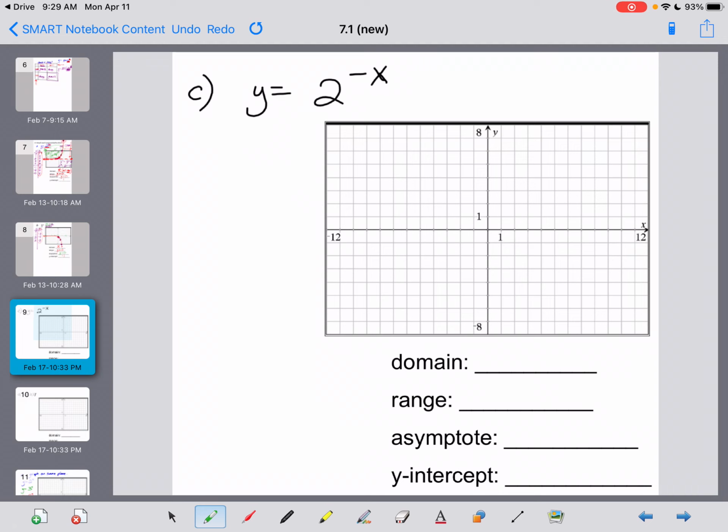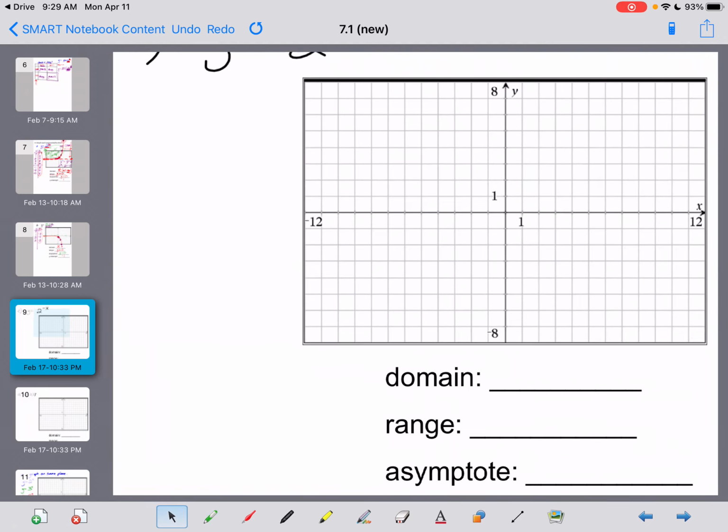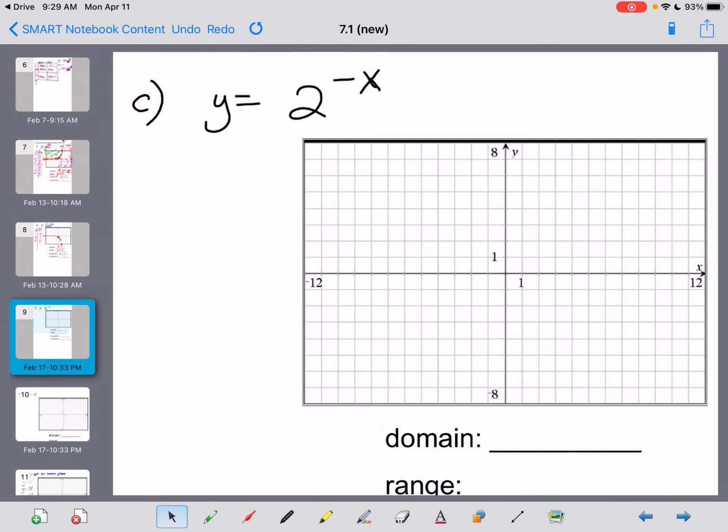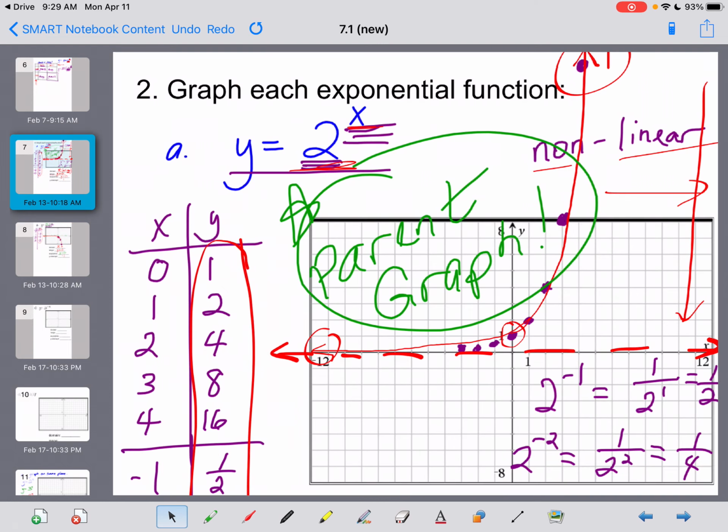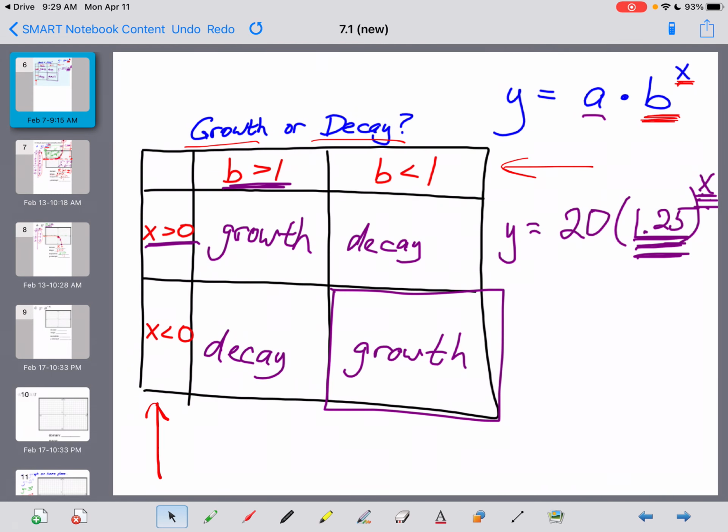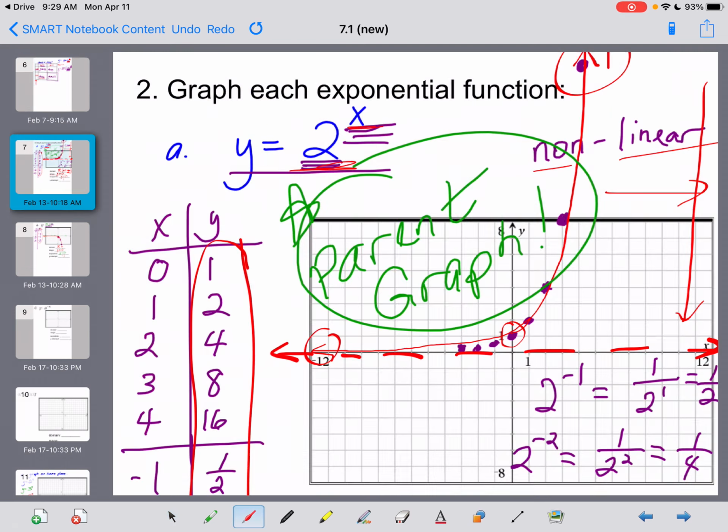Now, how about this one here? Again, similar, but not quite the same. y equals 2 to the negative x power. And if we think about what we put in our table a little while ago, which was right here, when the exponent, which is x here, becomes negative, we are usually looking right here at a decay function. Let's keep that in mind.